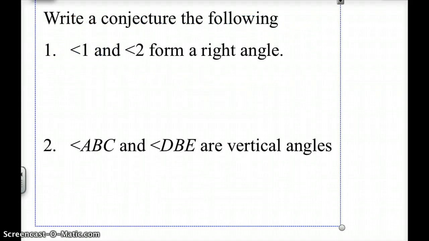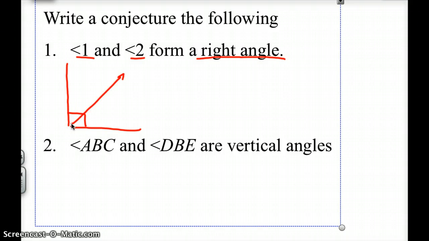All right, so let's do this in math now. Write a conjecture for the following. I have angle 1 and angle 2, and they form a right angle. Sometimes if you draw pictures, that will help you draw a conclusion. So I need a right angle with angles 1 and 2 in it. I'm going to draw a right angle here, make the right angle marking, and I've got angle 1 and angle 2.